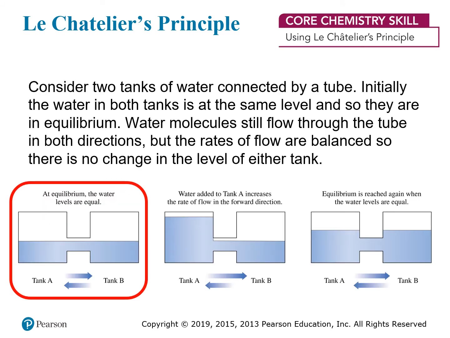To help illustrate this, we can consider this analogy with two tanks partially filled with water and connected by a channel or a tube between them. Initially, the two tanks are at the same exact level because the tube connecting them allows the water to equilibrate between the two. Molecules of water still flow from the left to the right and from the right to the left, but the rates of flow in either direction are balanced so that there's no change in the amount of water or the water level in either tank.